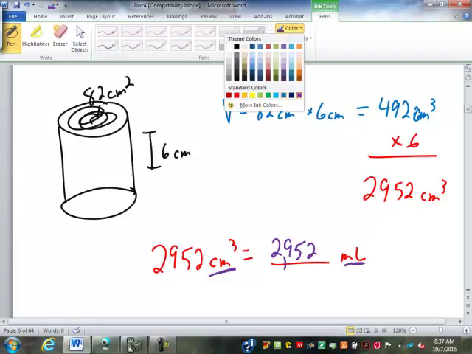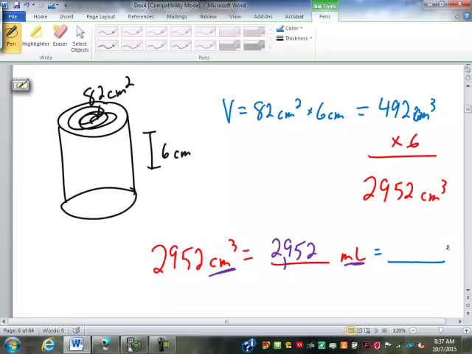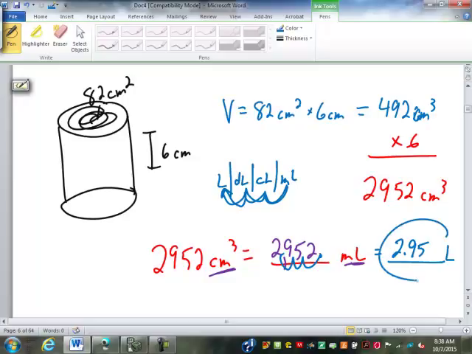Now, to convert that into liters, I have to move on the chart. It's liters, deciliters, centiliters, and milliliters. So that's 3 spots to the right. From milliliters to liters is 3 spots to the left, I should say. My decimal point has to move 3 spots to the left. So this is 2.95 liters. Any questions? Okay.